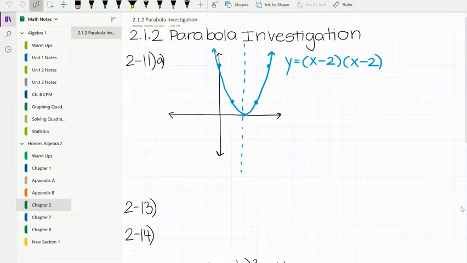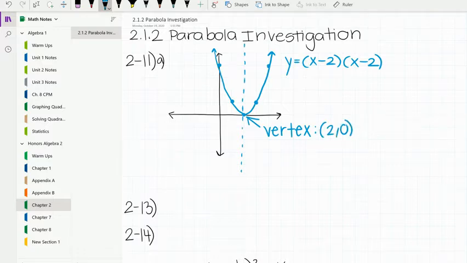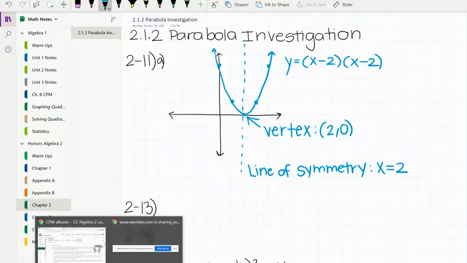So we have y equals x minus 2 times x minus 2. So that would be what the graph looks like. And then the vertex is going to be that lowest point on the graph, which is 2, 0. And then I also did a dashed line at the line of symmetry. So the line of symmetry is what divides the parabola in half. So it's symmetrical about that line. So in this case, the line of symmetry would be x equals 2. So that's all you are going to do for part A.